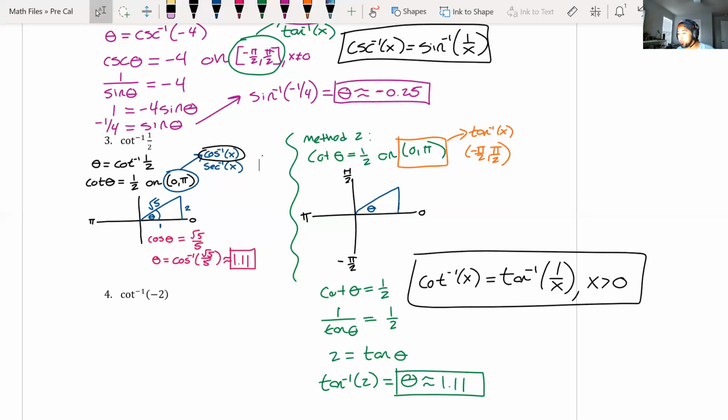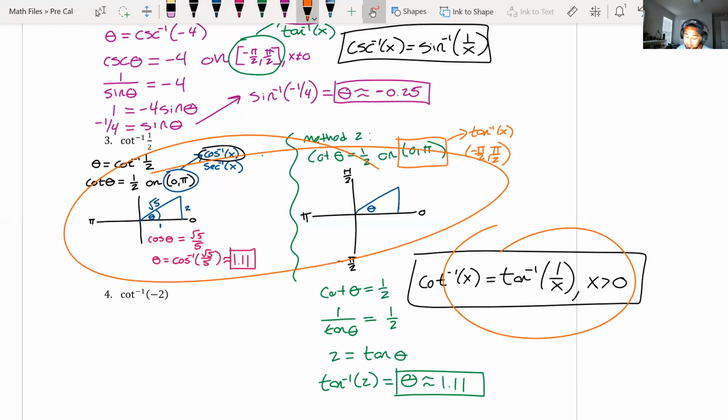But if you do try to change it to cosine, then you have to use the unit circle, you have to complete the triangle, and then you have to find the inverse cosine. Method 2, well, if you have a positive x value, all you have to do now is just plug that into your calculator and you're done. So the reason I'm showing you these formulas is so you don't have to do this anymore. You just go straight to the formula and type it in.